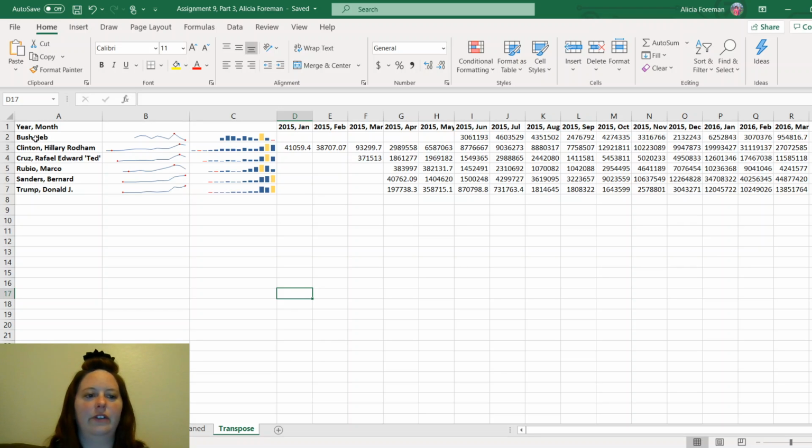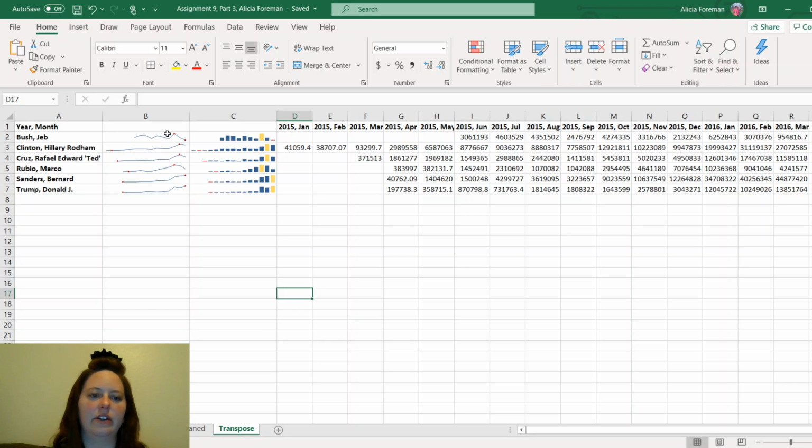Here we have different candidates for the 2016 presidential election. And here are each of the months. There's a different part to assignment 9 that we also used this information. I personally do like the spark lines, but we were focusing on heat maps and tree maps in that one. This one is easy to understand.